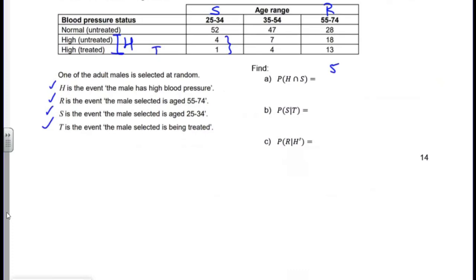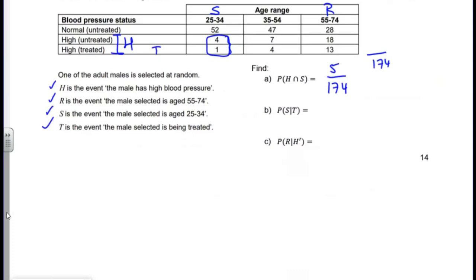Out of all of them, isn't it? So that's my high and 25 to 34. Out of, if I add them all up in total, it is 174. So that's 5 out of 174.